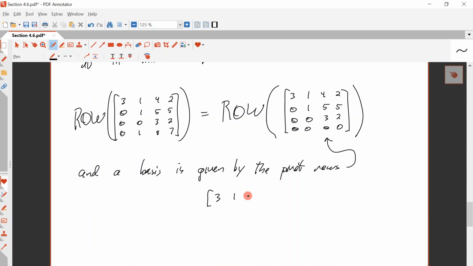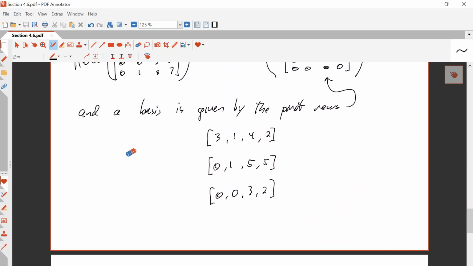So that's vector 3, 1, 4, 2. That's pivot row 1. And then pivot row 2, 0, 1, 5, 5. And pivot row 3, 0, 0, 3, 2. Alright, so that's 3 linearly independent vectors which span the row space of A, and of course this 0 vector doesn't add anything to the span. Okay? So that's the row space of A.